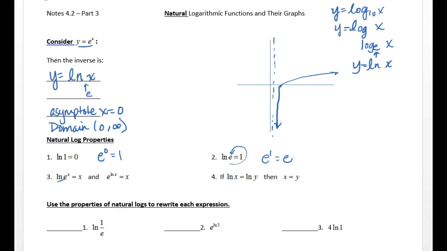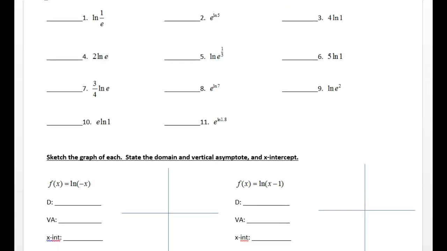Same here. The natural log of e to some power, because these two cancel one another out, you can cross it out. And you just get x. Same thing here. It's the reverse of that. E raised to a natural log of something cancels out, and it's just x. Fourth property, if it's a natural log of something equals a natural log of something, because these logs are equivalent, the logarithm part drops out, and it's just x equals y. So let's look at some of these. We can do these without a calculator, applying the properties that we know.